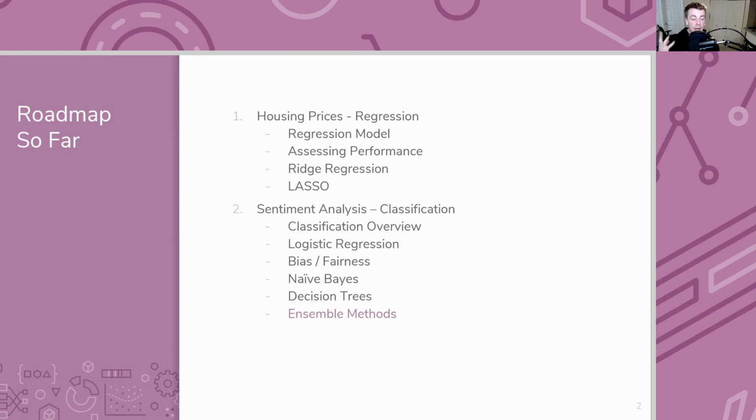last 2 weeks, we've been discussing classification, and we started with ideas and high-level concepts in classification, as well as one particular model, logistic regression. Last week, we talked about other factors other than accuracy that we care about, like bias and fairness, and how models, if we're not careful, can perpetuate injustice. And then this week, we're talking about other types of models, namely naive Bayes, decision trees, and today, ensemble models. Different methods to achieve classification results.